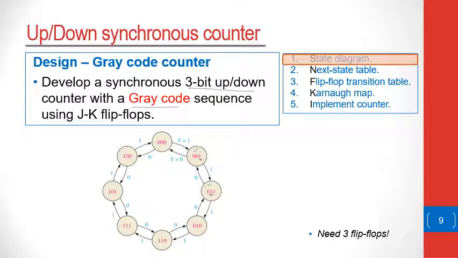In this case, we imagine that we have an input Y. When Y is high, this is up. When Y is low, this is down. And because this is a 3-bit counter, we will realize that we need 3 flip-flops to implement it. So this is the state diagram for this 3-bit binary counter.